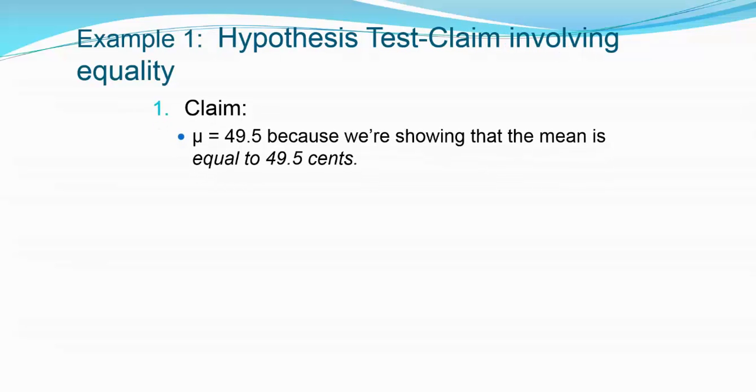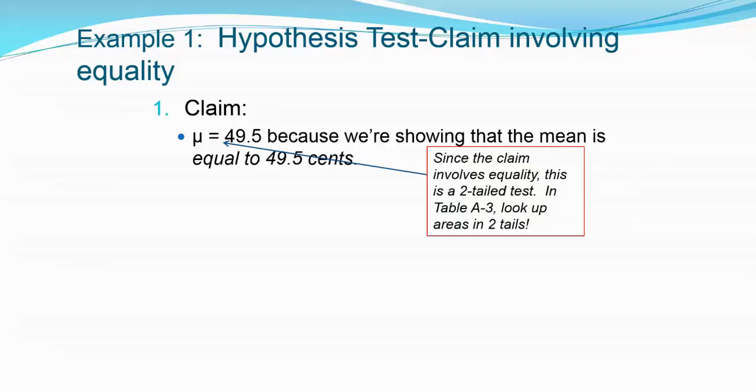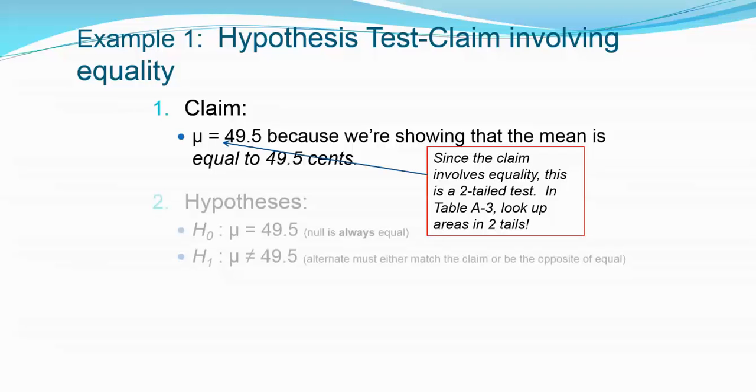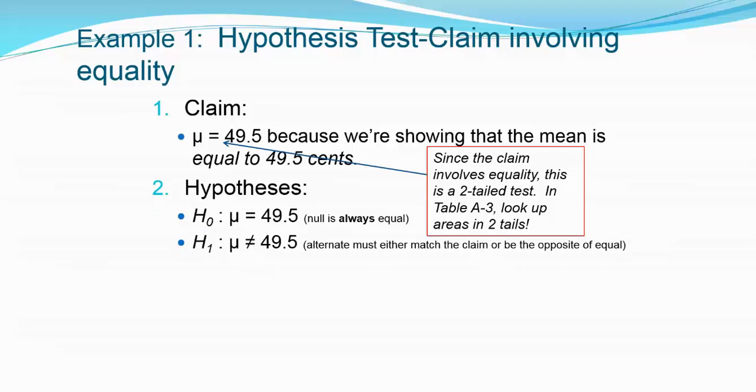The first step is to address the claim and the hypotheses for our test. So the claim is mu equals 49.5. Since the claim involves equality, we know this is a two-tailed test. Since we're using the student t distribution, because our test statistic is a t and not a z, we'll be using Table A3. Make sure that you identify if it's two tails or one tail because that will also affect the appropriate critical value.